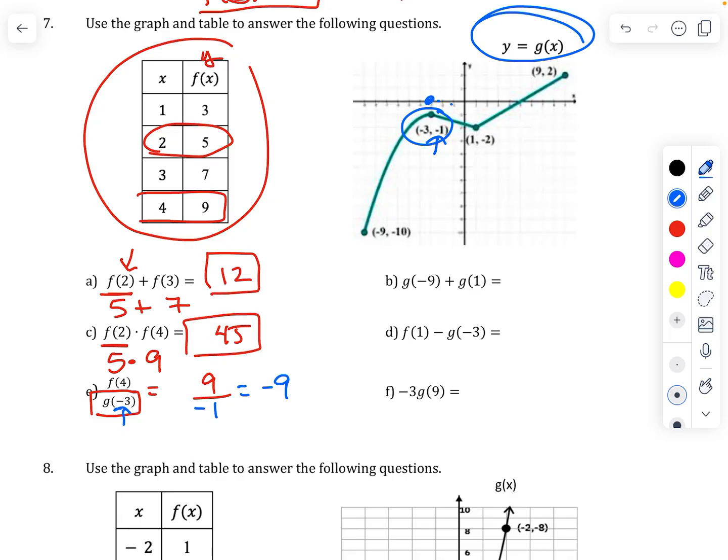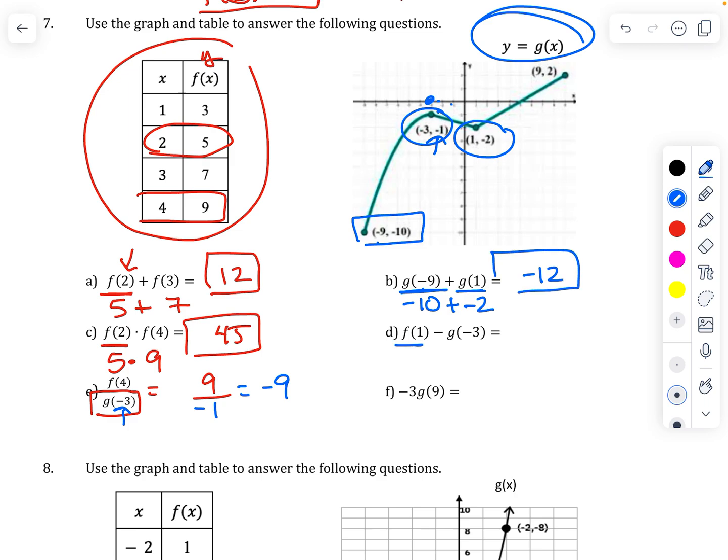Try the same thing here. I'm looking at g, which is the graph. So when x is negative 9, okay, here's the point. What's the matching y? Negative 10. What about when x is 1? Here's the point. The matching y is negative 2. So I'm going to get negative 12 as my answer.